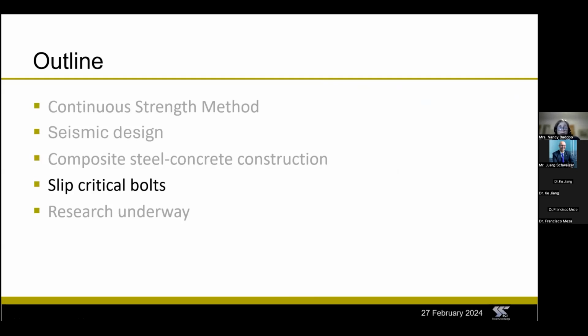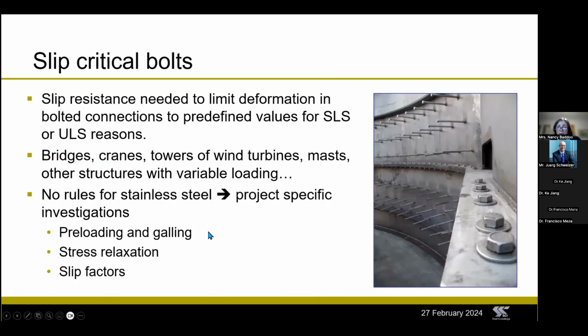Moving on to the design of slip critical bolts, which has been an area where there's been a lot of research in the last 10 years. Well, you need slip critical bolts in the types of structures where deformation has to be limited. For example, structures like bridges, or cranes, towers of wind turbines that are subject to variable loading.